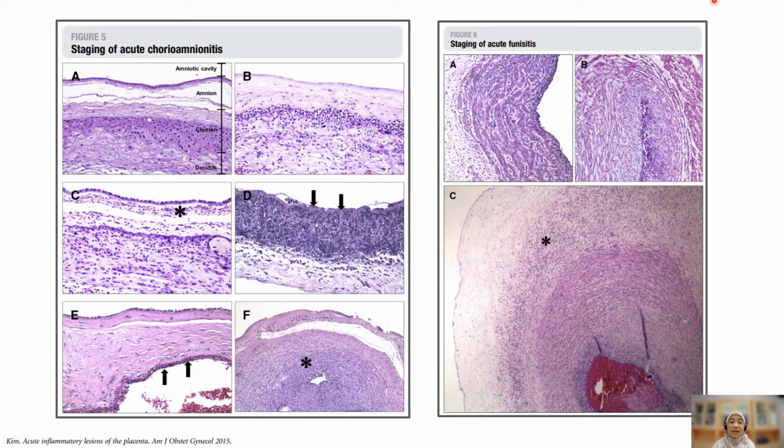In funisitis, we have to assess the number of blood vessels affected by inflammation. At the beginning, the inflammation is found in the umbilical vein wall, and afterwards, it expands to the arteries wall. It means that when we observe inflammation in the umbilical arteries wall, the funisitis is high stage. Inflammatory response in chorioamniotic membrane is known as maternal inflammatory response, while the inflammatory response in umbilical cord tissue is known as fetal inflammatory response.